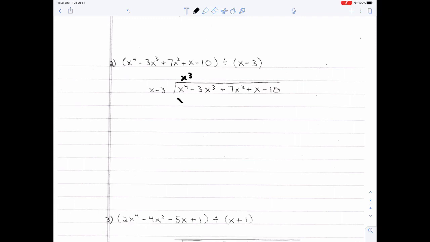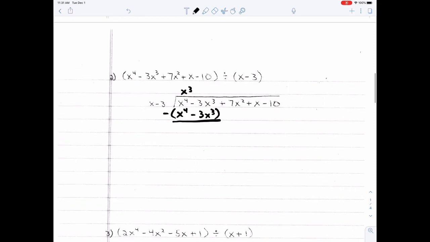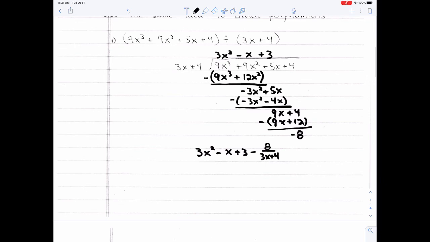So x to the 3rd times x is x to the 4th, and then minus 3x to the third. Okay, now I subtract. Now notice both drop out. See, normally only one drops out. Like up here in this first problem, when I subtracted the 9x cubed minus 9x cubed, that dropped out, but the 9x squared minus 12x squared, the x squareds didn't go away. So since only one column had dropped out, the cubes, I brought down one value, the 5x.